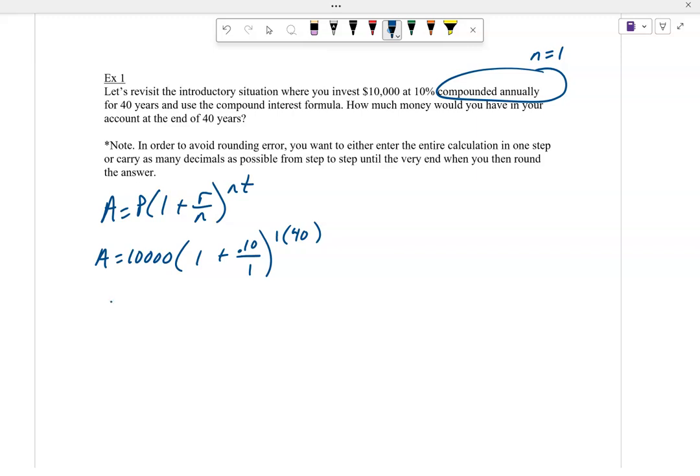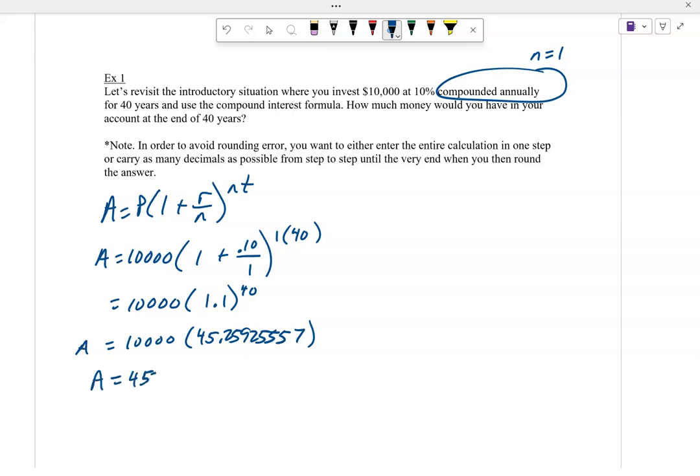Okay. And then we go ahead and use our calculator. 0.1 divided by 1 is 0.1. So I got 1 plus 0.1 is 1.1 to the 40th power. Punching in 1.1 to the 40th power, I get 45.259255557. And then I punch that in, 452,592.56. If you notice, that was the same as what we had with the table.